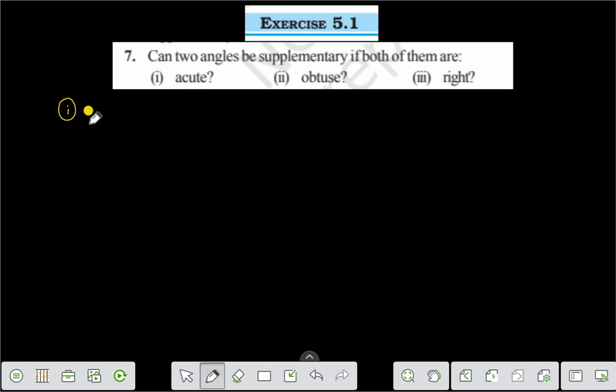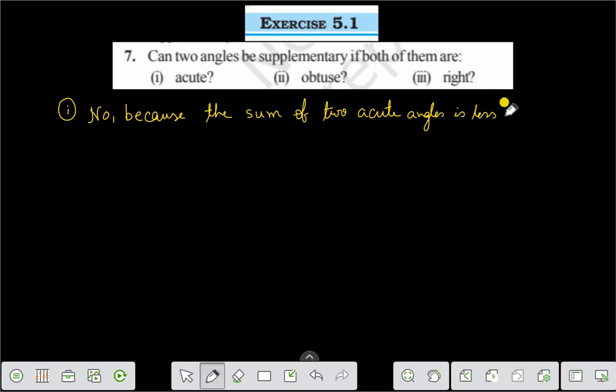Can two angles be supplementary if both the angles are acute? The answer is no, because the sum of two acute angles is less than 180 degrees, right?